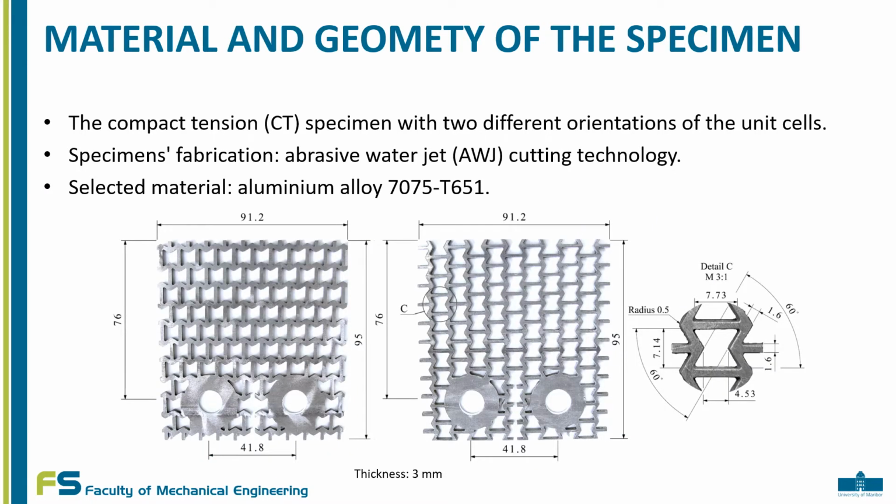Material and geometry of the specimen. In this study, the compact tensile specimen with two different orientations of the unit cells was used. The figure below presents the dimensions of the specimens. The specimens were fabricated using abrasive water jet cutting technology from 3 mm thick sheets made of aluminum alloy 7075 T651.